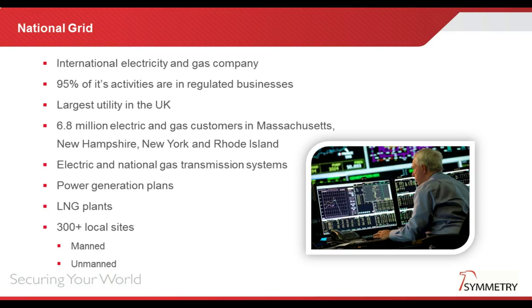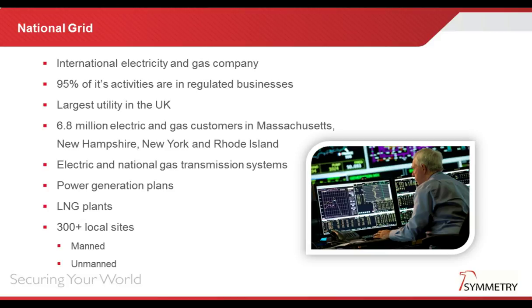So let's talk a second about National Grid. National Grid has been an AMAG customer for several years. It's an international electric and gas distribution company. 95% of its activities are in regulated businesses of one type or another: the oil and gas industry, utility industry, transportation industries. They're all highly regulated. National Grid is the largest utility in the UK.